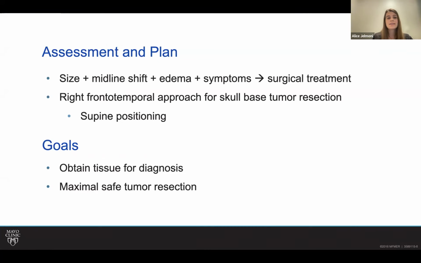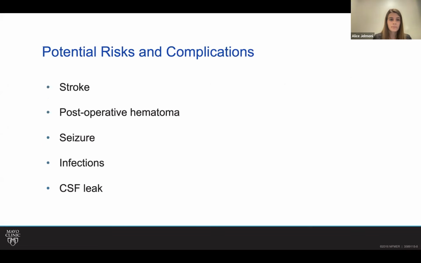So given the size, the midline shift, the amount of edema, and the symptoms of the patient, a surgical approach was chosen by the multidisciplinary team as the best initial approach to management. And a right frontotemporal approach for tumor resection was chosen, for which the patient was positioned supine during surgery. Importantly, the goals of the surgery were to obtain tissue for diagnosis and to perform maximal safe tumor resection.